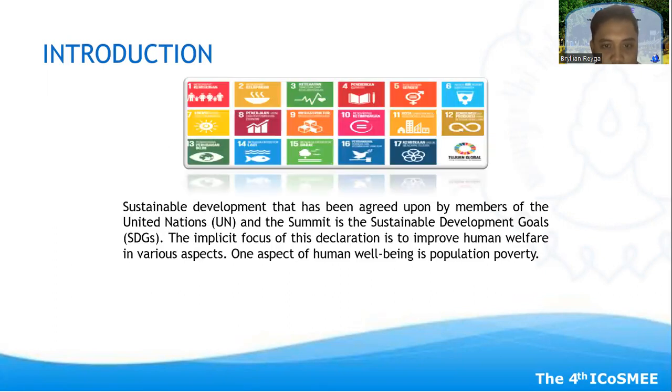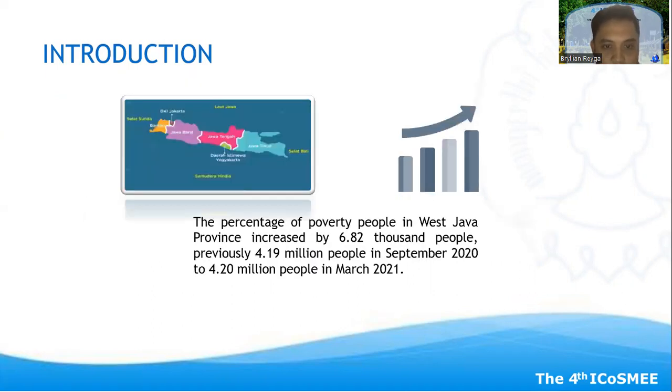Sustainable development has been agreed upon by members of the United Nations. The implicit focus of this declaration is to improve human welfare in various aspects. One aspect of human well-being is population poverty. The number of poor people in West Java province increased by 6.82 thousand people, from 4.19 million people in September 2020 to 4.20 million people in March 2021.